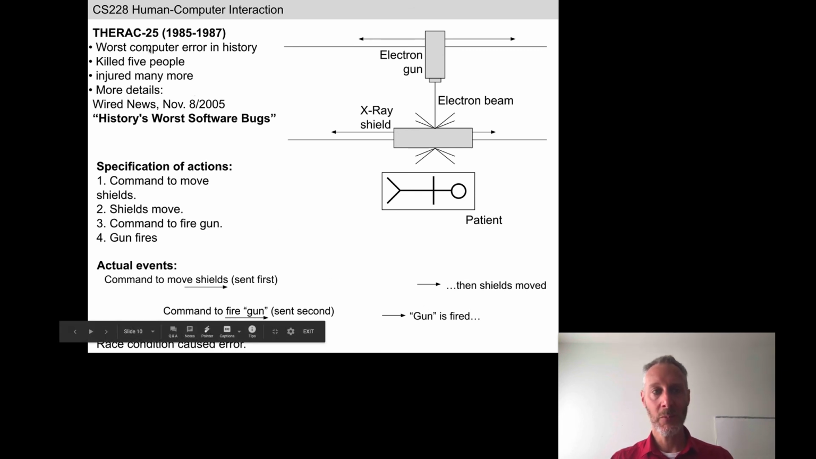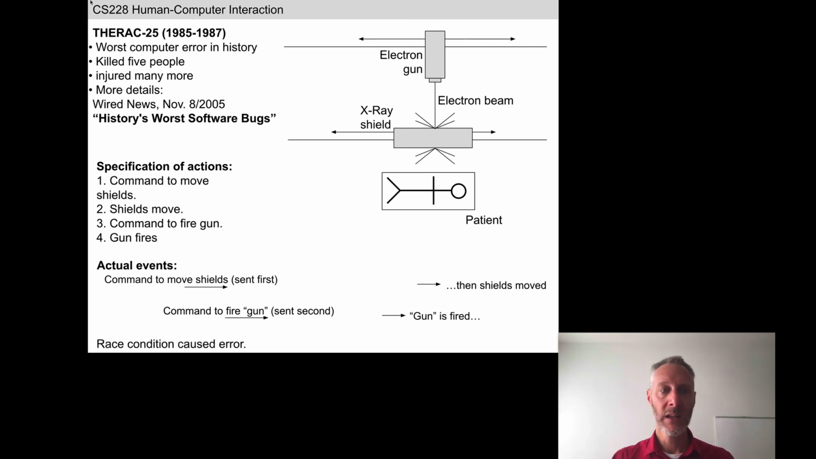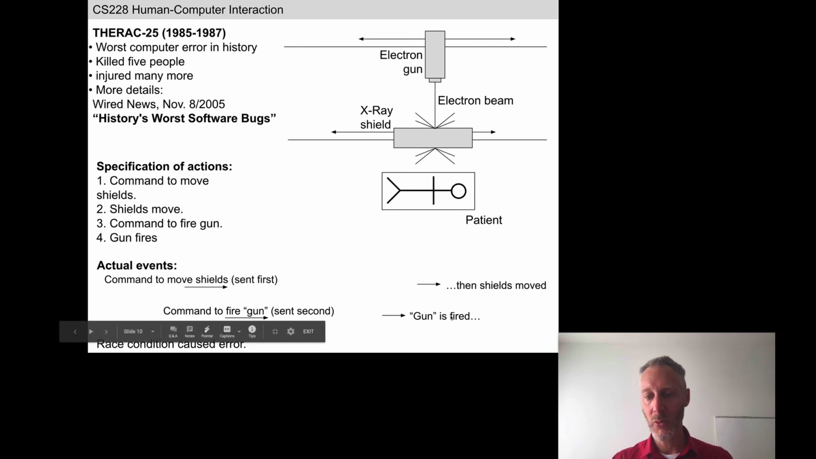That was true in the predecessor technology to the Therac 25, which was the Therac 20, which actually did. When the Therac 20 was updated to the 25, there were some changes to the physical infrastructure, the rails and the motors that moved the shields and the guns, so that now the shields actually moved slower relative to the gun in the Therac 25 than they did in the Therac 20. And that caused what's known as a race condition. There was an unfolding of events over time that was unexpected.